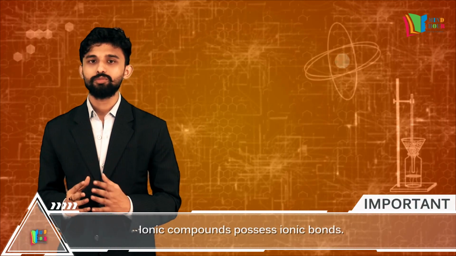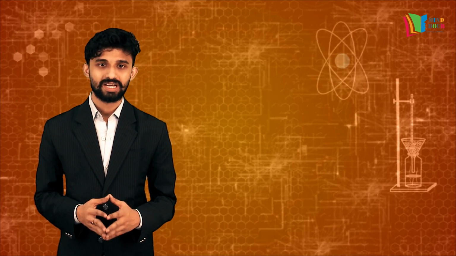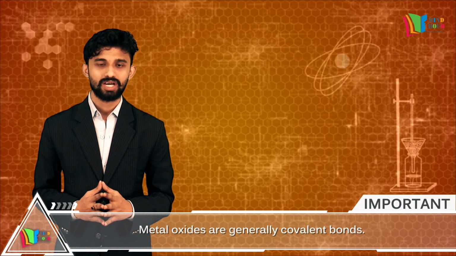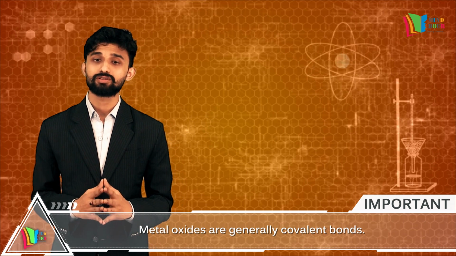Metals react with nonmetals to form ionic compounds. For example, sodium reacts with chlorine to form sodium chloride. Most of the metals combine with oxygen to form basic metal oxides. For example, when magnesium burns in oxygen, it forms magnesium oxide.